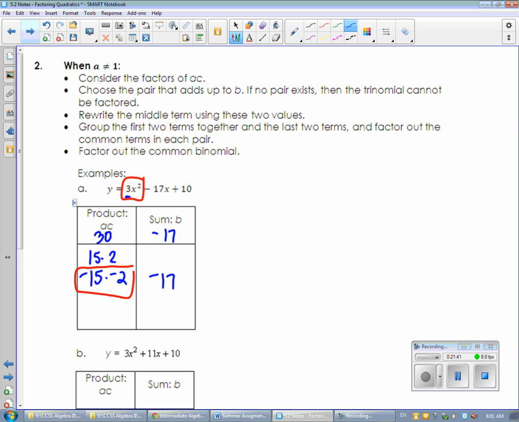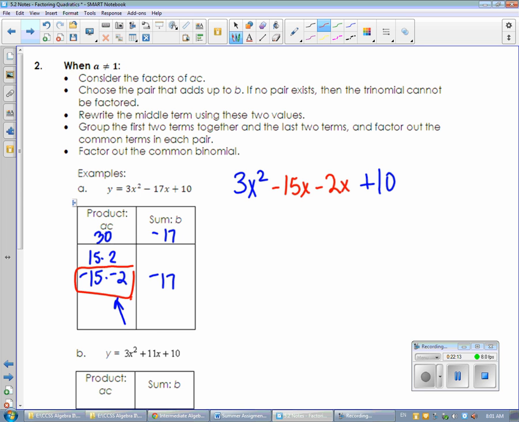Basically, what we're going to do is rewrite the original equation, but instead of writing the middle term as negative 17x, I'm going to rewrite the middle term using these two numbers. So I'm basically going to stretch out my equation. So it's going to start with 3x squared, and it's going to end up with the plus 10. But instead of writing negative 17x, I'm going to use these two numbers that I found, the negative 15x minus 2x. Now I have four terms in my expression.